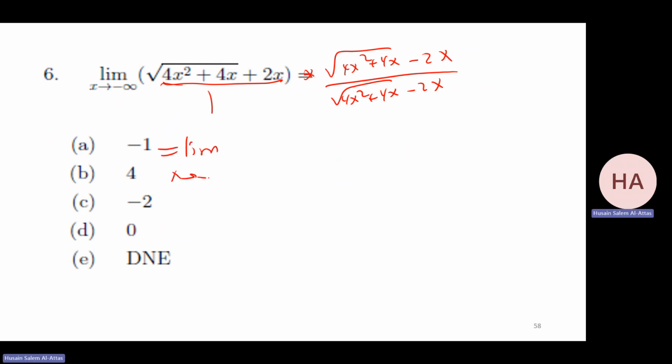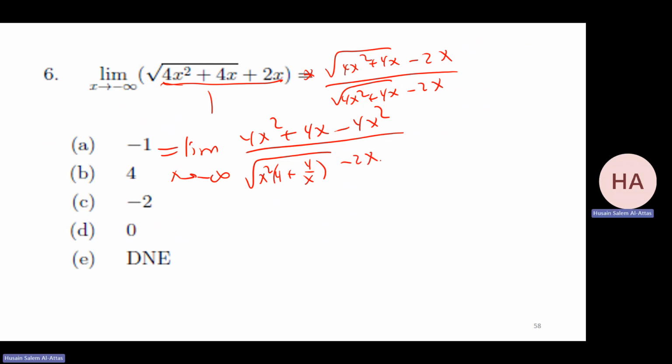You will get 4x squared plus 4x minus 4x squared. I take x squared as common factor, and have 4 plus 4 over x minus 2x, and that will be the limit as x goes to minus infinity.